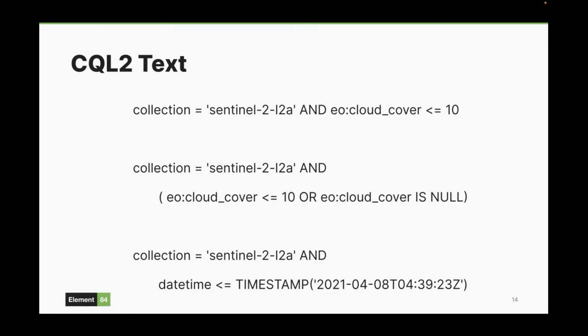Likewise, if I have mixed data, some that has cloud cover and some that does not, I could say the cloud cover either has to be less than 10, but if there's no cloud cover mentioned, then I also want that returned. That's useful for cases like Nate that doesn't have cloud cover as a value, but is generally cloud free.